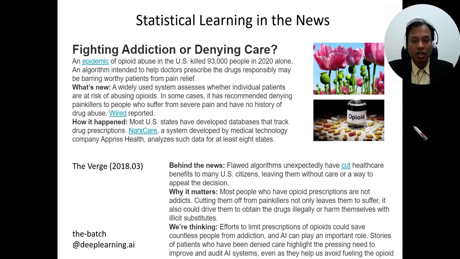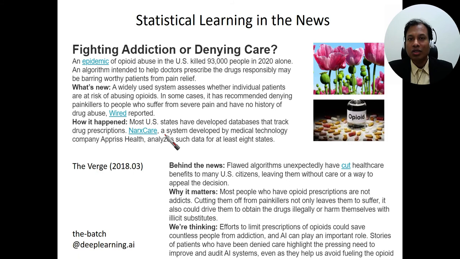For example, NextCare is a health and medical technology company. They analyze data, and based on the data, they have some software. That software recommends, based on the person's history and other data, whether this particular person is eligible to have this drug, opioid, as a painkiller or not. And many times, even though there are people who don't have any bad records, because of flawed algorithms and problems in the statistical analysis, they don't get the health care, right?